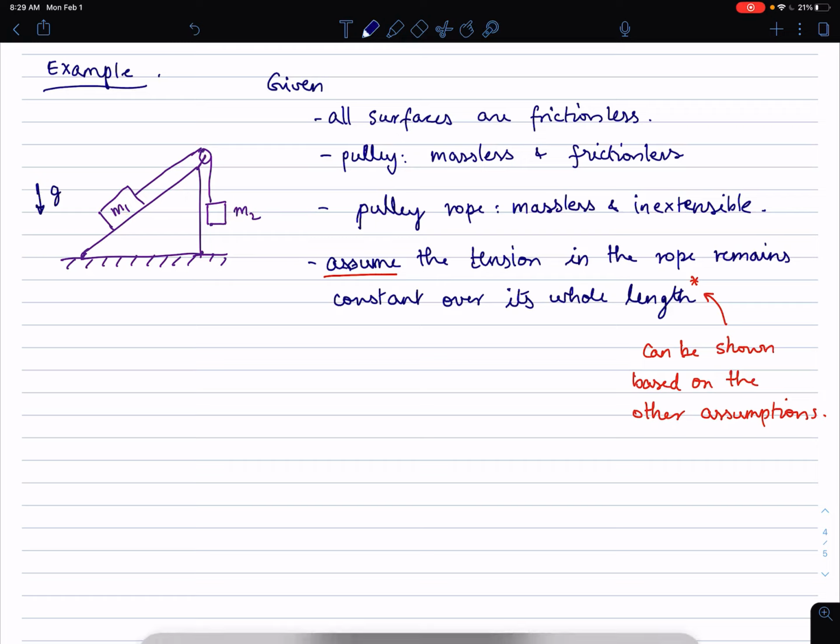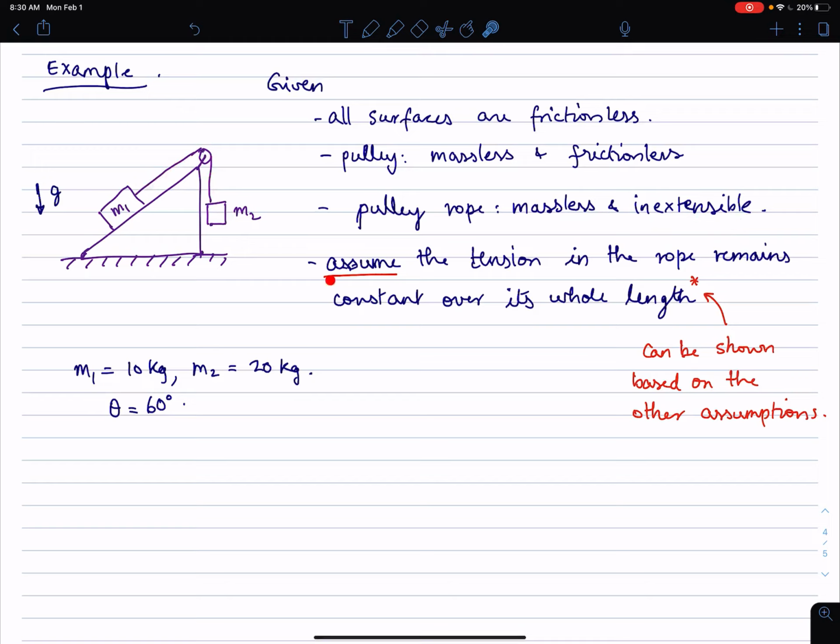Let's say we're given m1 equals 10 kilograms, m2 equals 20 kilograms. Let's say theta equals 60 degrees, and no friction. So let's say all the surfaces are frictionless. The pulley is massless and frictionless. In other words, the rope slides over the pulley freely, as well as the pulley spins without friction about its axle. The rope is given to be massless and inextensible as before, right? Inextensible meaning the length of the rope remains constant.